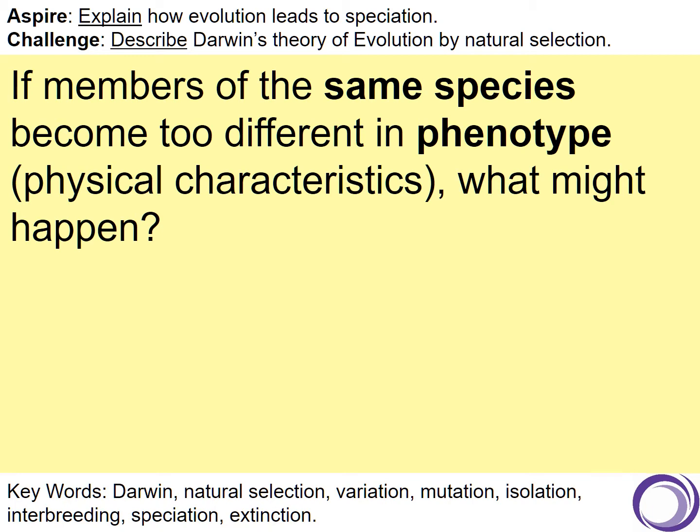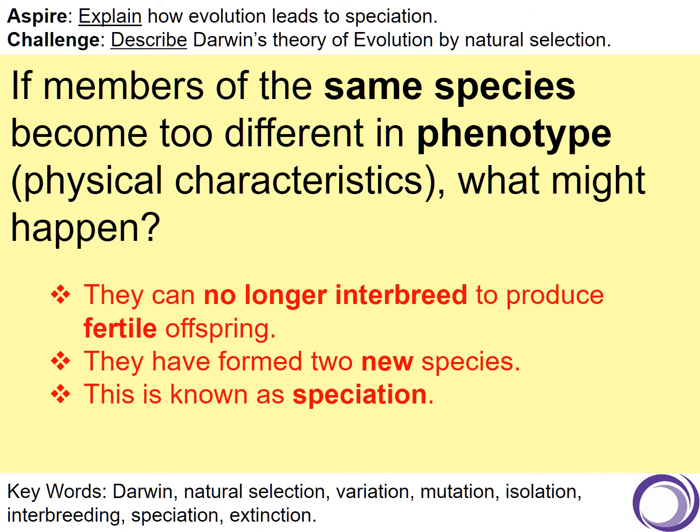Okay, awesome. What did you come up with? So there's a few things that might happen. Firstly, they could no longer interbreed to produce fertile offspring. On the previous slide, we talked about species as being two individuals that can reproduce to produce fertile offspring. If those species became too different, they could no longer breed to produce fertile offspring because they have formed two new species, and this process is known as speciation. So as soon as reproduction between two individuals does not produce fertile offspring, we can say that speciation has occurred.